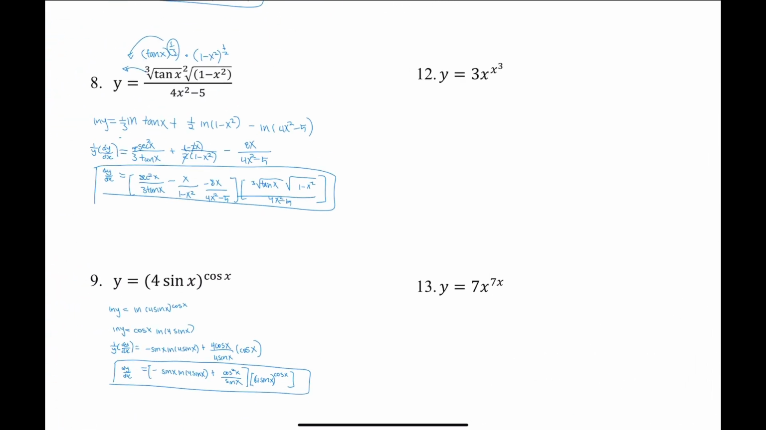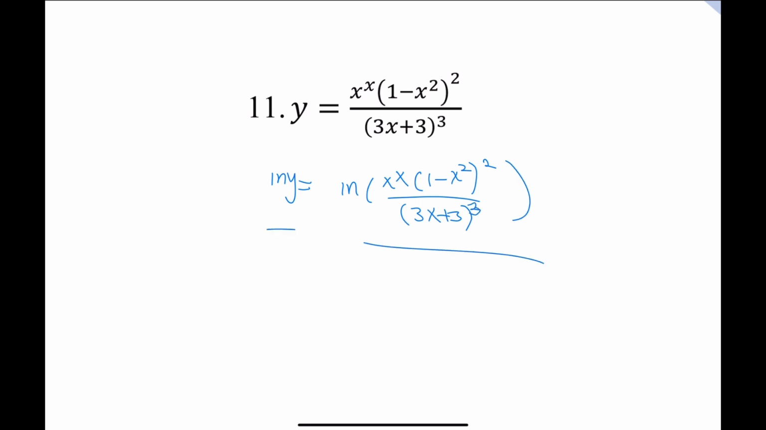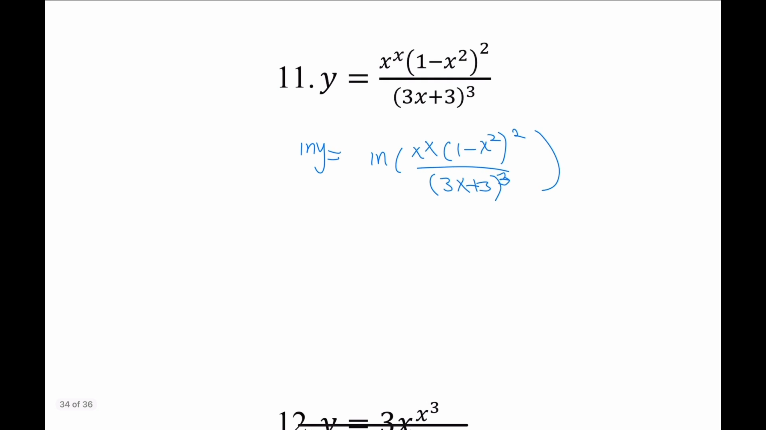Okay, and then going off to number 11. Okay, so y equals x to the x power times 1 minus x squared to the power of 2, all over 3x plus 3 to the power of 3. So ln y is equal to ln of x to the x power, 1 minus x squared to the 2, and then 3x plus 3. It's always good to write this out like this to show that you're actually applying the ln rule. So make sure that you're showing this in your future work. So this would be your first line of work that is kind of important.